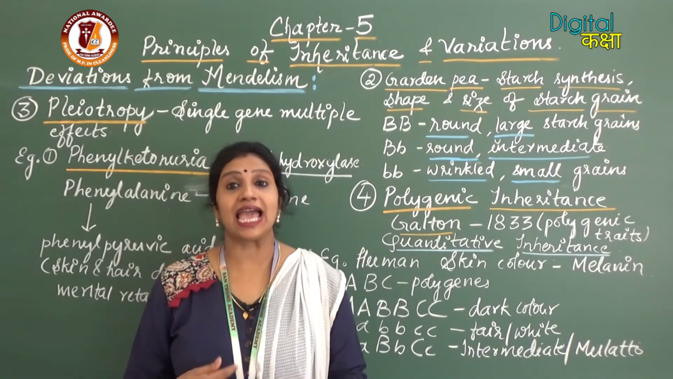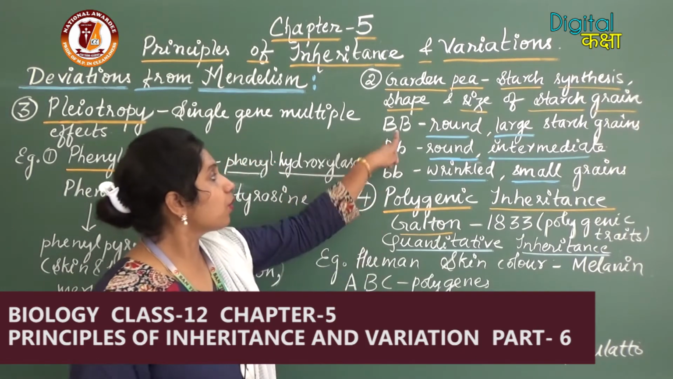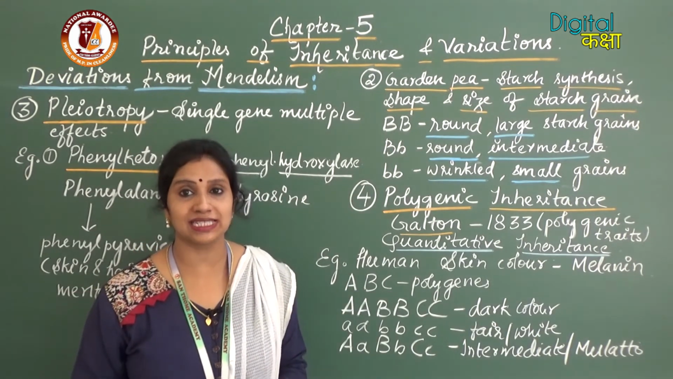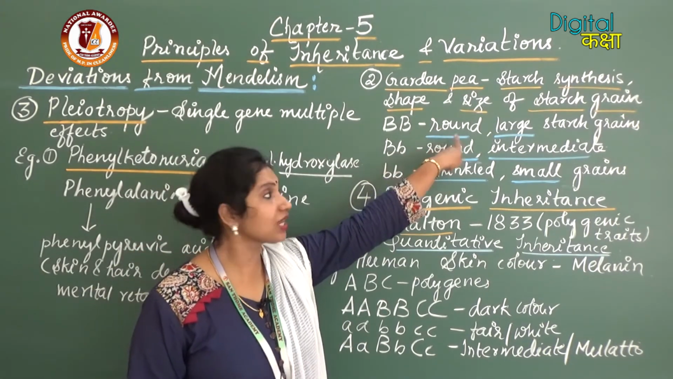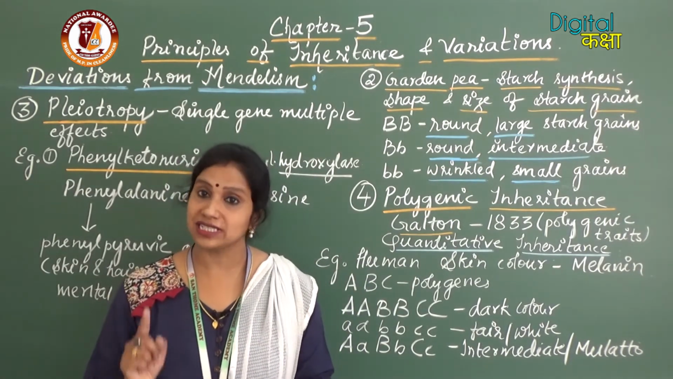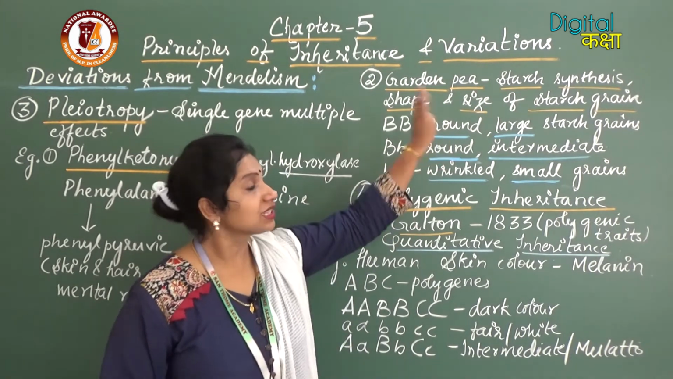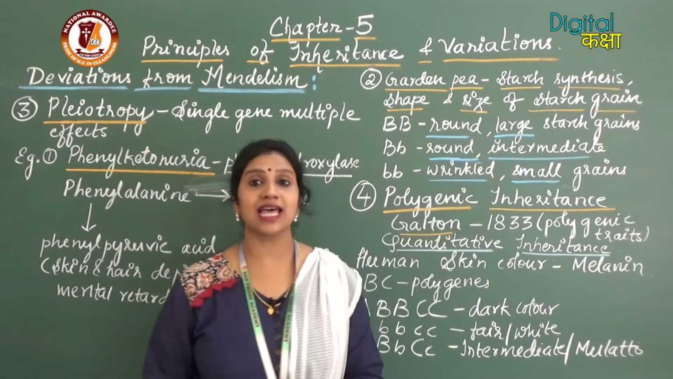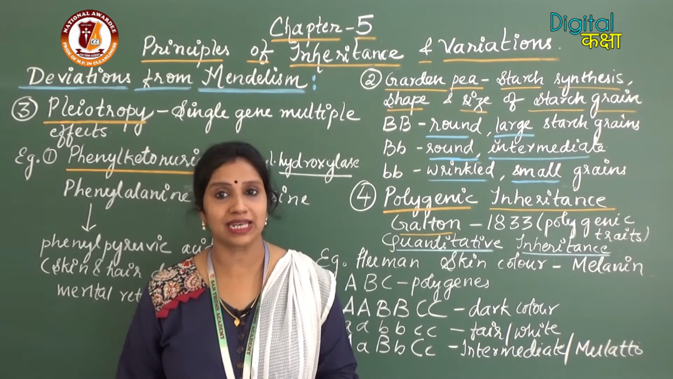Now let us see the allelic combinations for producing these three effects. Number one, if the alleles are present in the homozygous dominant state, the starch grain will be round in shape and large starch grains will be formed. That means the starch synthesis will be there. That is the first effect. The second effect is that the shape of the starch grain will be round, and the third effect is that large starch grains will be produced. That means the size will be large.